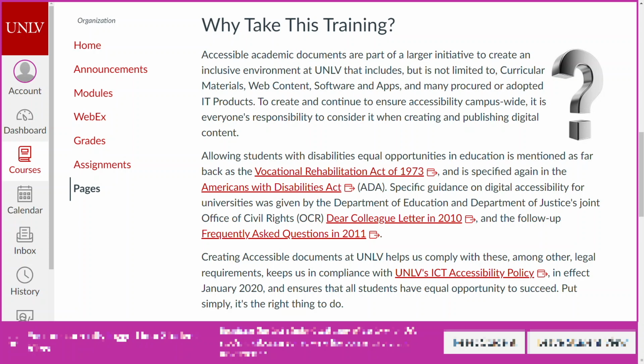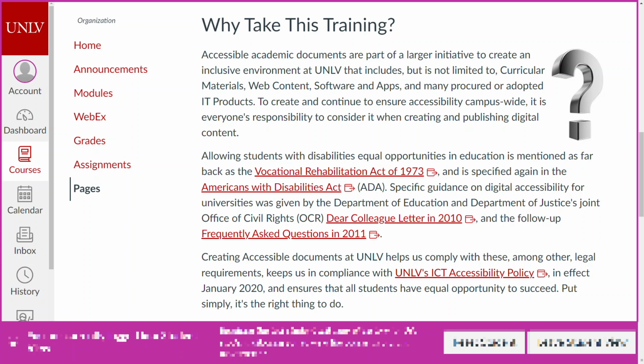Allowing students with disabilities equal opportunities in education is mentioned as far back as the Vocational Rehabilitation Act of 1973 and is specified again in the Americans with Disabilities Act, or ADA. Specific guidance on digital accessibility for universities was given by the Department of Education and Department of Justice's Joint Office of Civil Rights, Dear Colleague letter in 2010, and the follow-up Frequently Asked Questions in 2011.